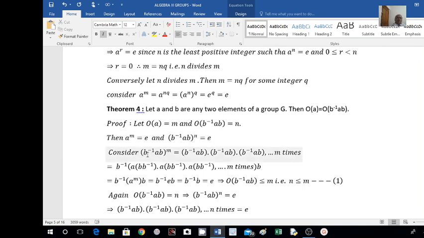Now consider (B inverse AB) to the power of m. I am raising the power m to this element here. This can be written as B inverse AB into B inverse AB into B inverse AB, up to m times. I am writing this up to m times.